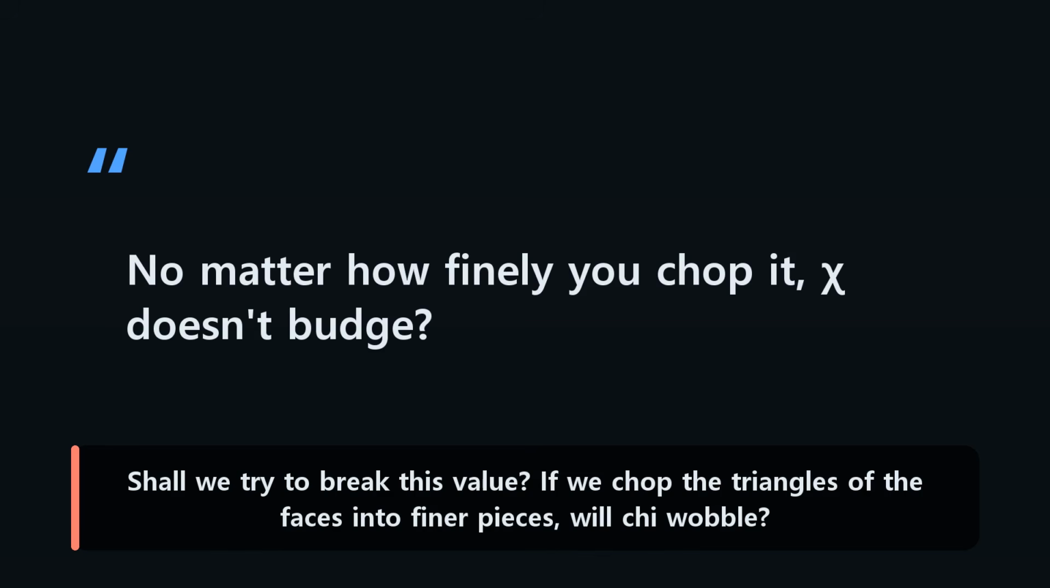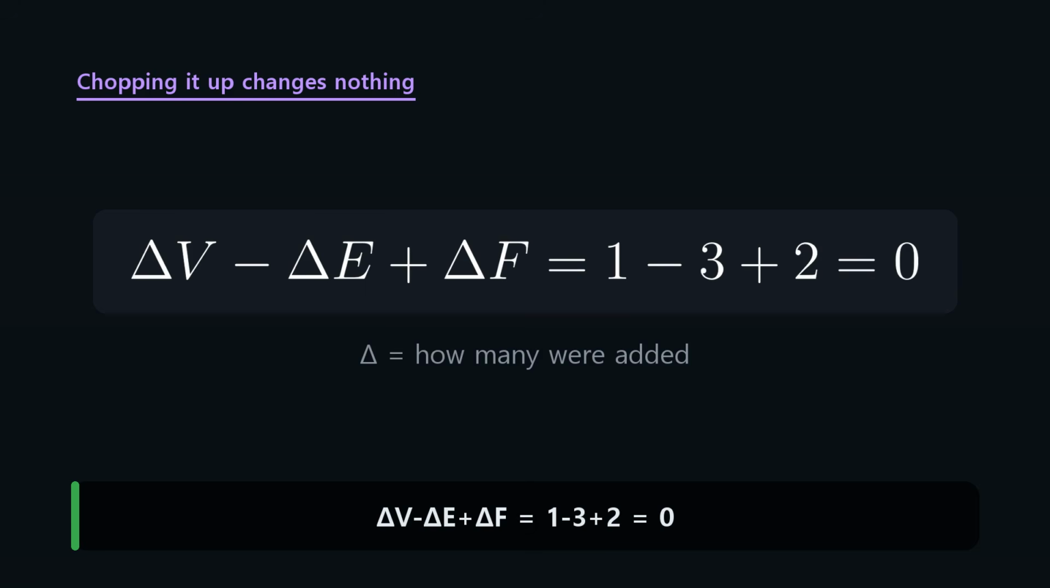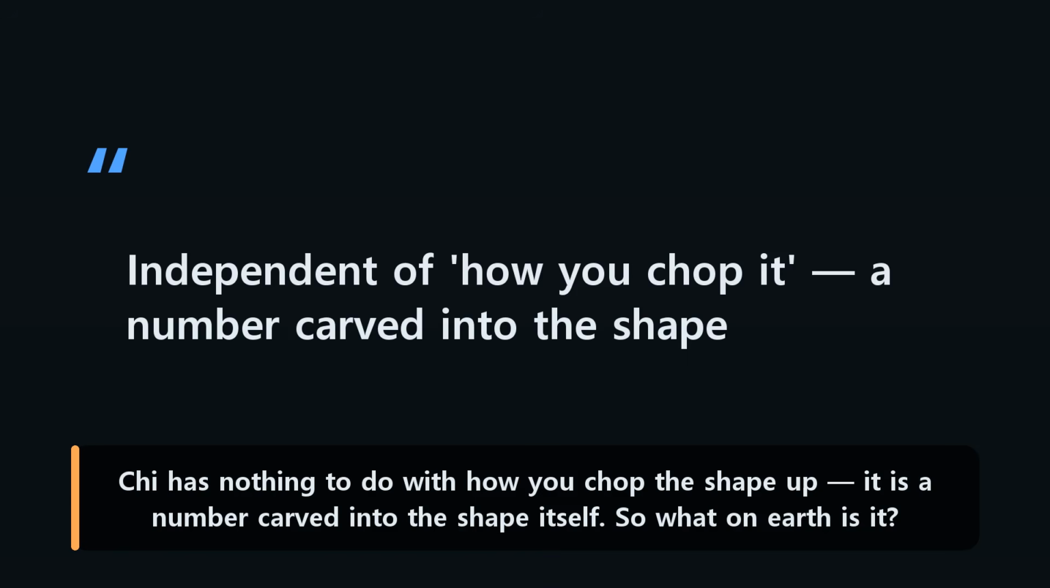Shall we try to break this value? If we chop the triangles of the faces into finer pieces, will chi wobble? Put a single point inside a triangle and that face splits into 3. You gain 1 point, 3 lines and 2 faces. Add up the changes. 1 minus 3 plus 2 is 0. Chi doesn't budge at all. Chi has nothing to do with how you chop the shape up. It is a number carved into the shape itself. So what on earth is it?